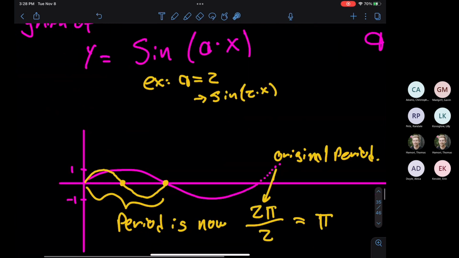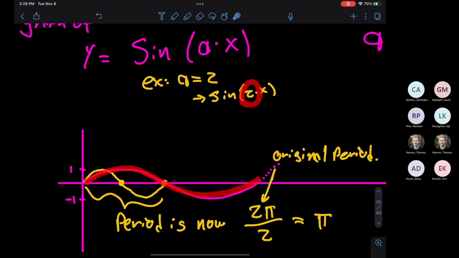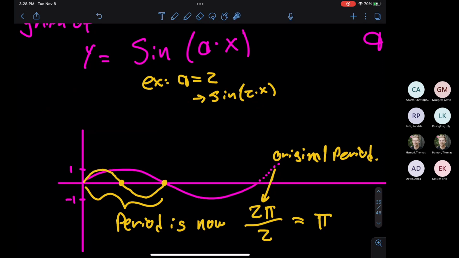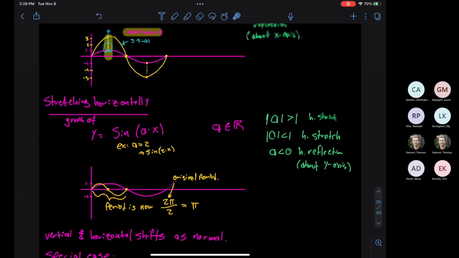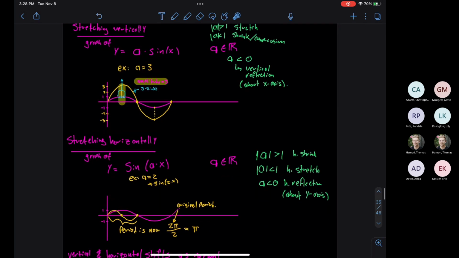So how would I graph something like sine of 2 times x? It's going to do exactly what sine does, except it's going to do it twice as fast, right? That's a way you can think about it, is I'm doing things twice as fast. So it's going to wiggle real quick and be done in half the amount of time. Any questions on stretching vertically or horizontally?